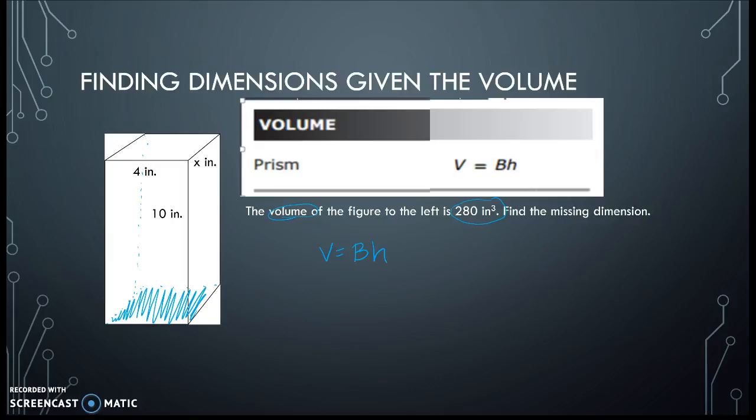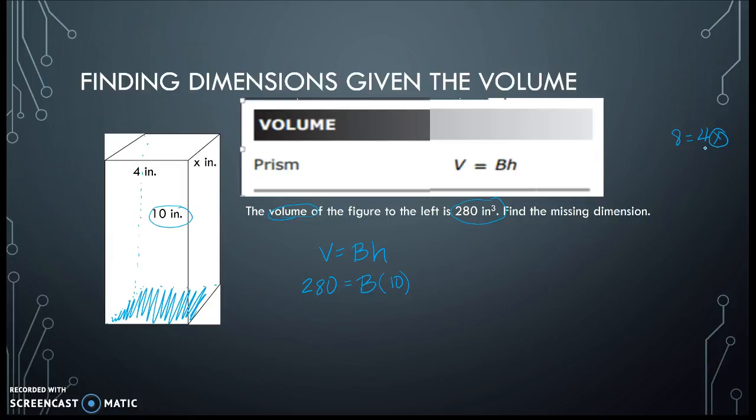I know my volume, so I'm going to plug that in first. So volume is 280 equals, I only know a piece of the area of the base, so I'm going to put big B, and I know that my height here is 10. So this is like we did solving equations. This is like us saying that 8 equals 4x, okay? And we're trying to get x by itself.